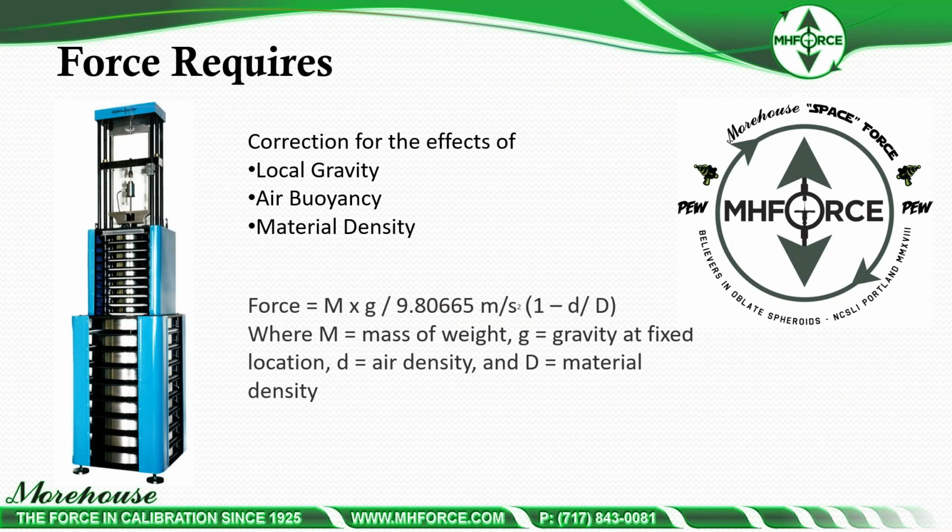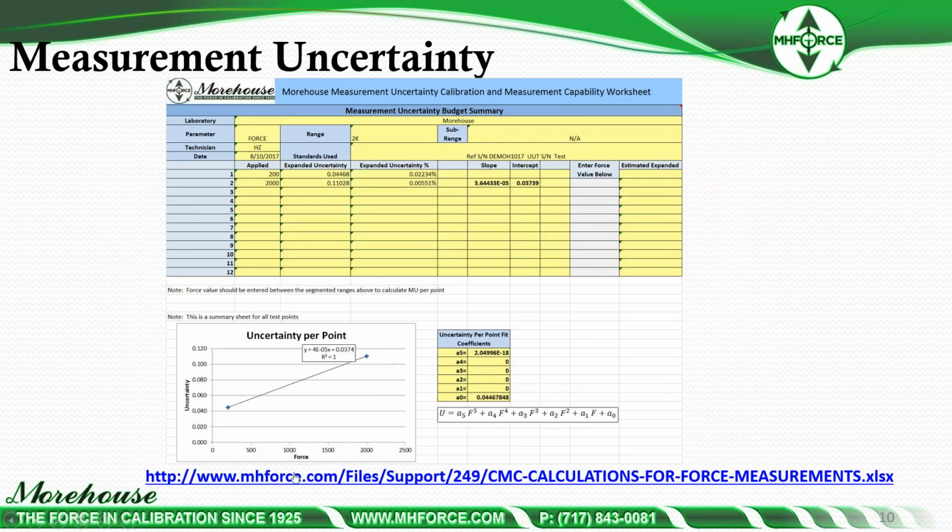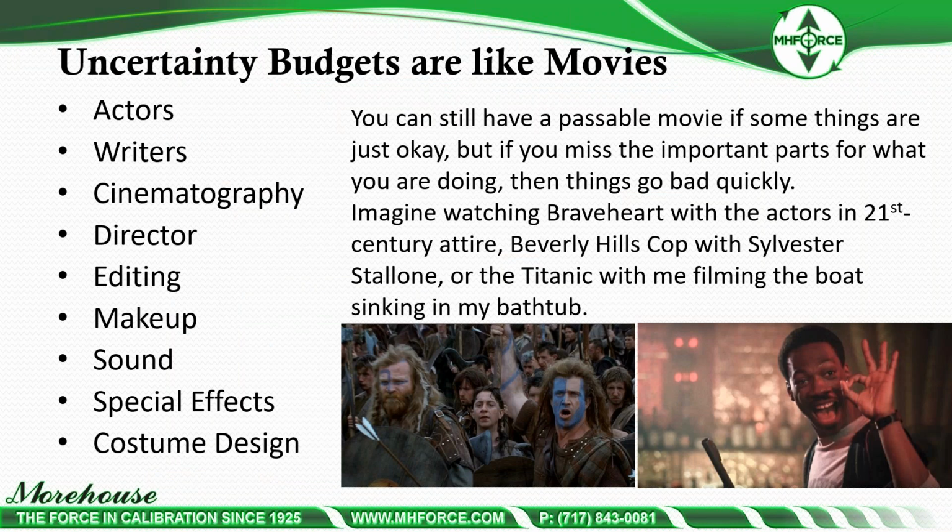So if we look at force, it requires the correction for effects of local gravity, air buoyancy, and material density. There's the formula there. There's our measurement uncertainty worksheet that can be downloaded. Here's a screen cap of it. The file will be available in PDF for anybody that wants it later. They can get this presentation in PDF.